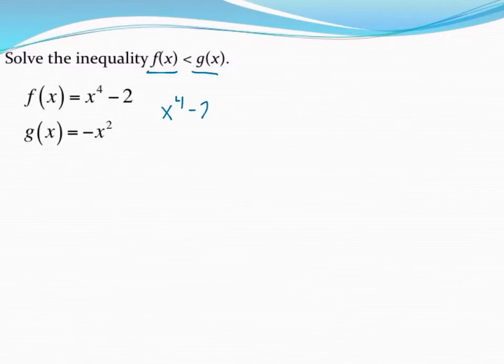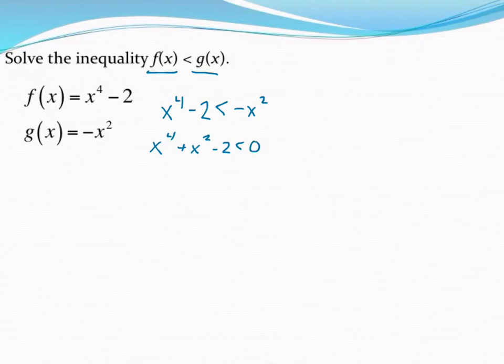So x to the fourth minus 2 is our f of x function. I want to know when that's less than negative x squared. Well, there's a few ways you could do this. We could leave it as is, but I always like comparing to 0. So let's get everything moved to one side of the inequality, and if I put this in descending order, I'll put plus x squared, and then minus 2, and I want to know when that is less than 0.